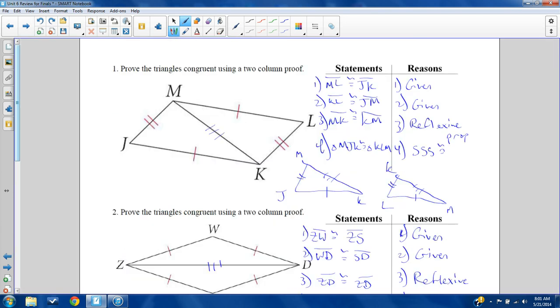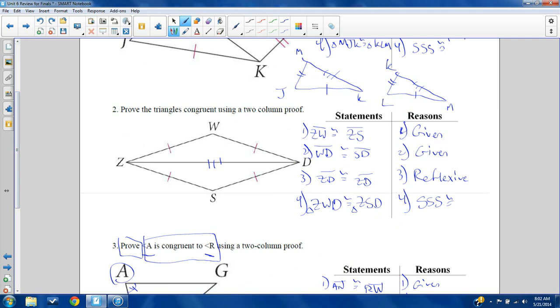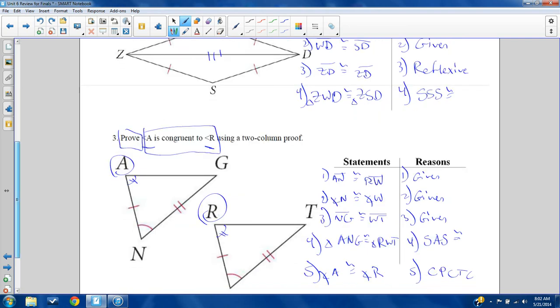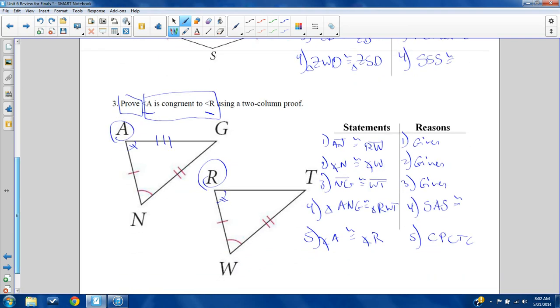Okay. Not only that, really, but also segment AG is congruent to segment RT, and angle G is congruent to angle T. For the same reasons, that's not what they asked us for. They just asked for angle A congruent to angle R. Those two are also true. Okay.